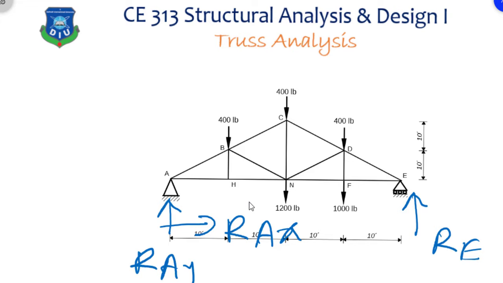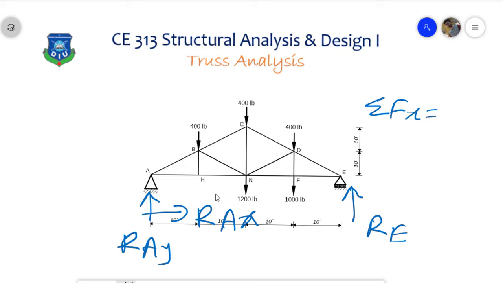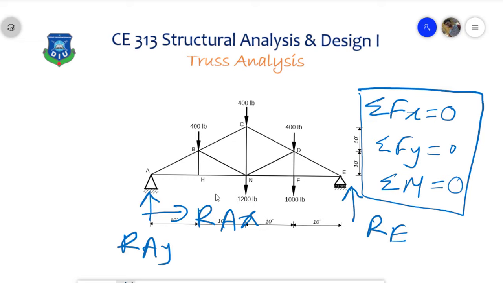And you know, if any structure is to be static, then definitely the structure should fulfill three conditions. And what are these conditions? First of all, the summation of Fx should be equal to 0, the summation of Fy is equal to 0, and the summation of moment at any point should be equal to 0. These are the three conditions. And with these three formulas, we will be able to solve these three unknowns.